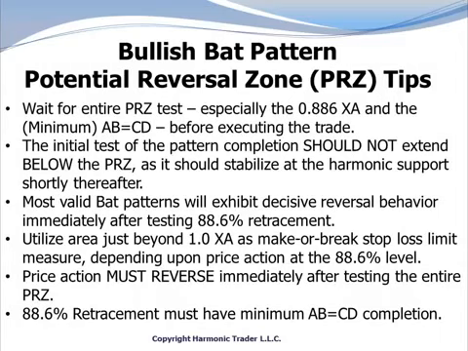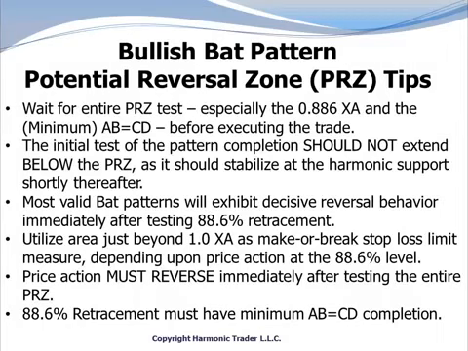The initial test of the pattern completion should not extend below the PRZ, potential reversal zone, as it should stabilize at the harmonic support shortly thereafter. Most valid Bat patterns will exhibit decisive reversal behavior immediately after testing the .886 retracement.